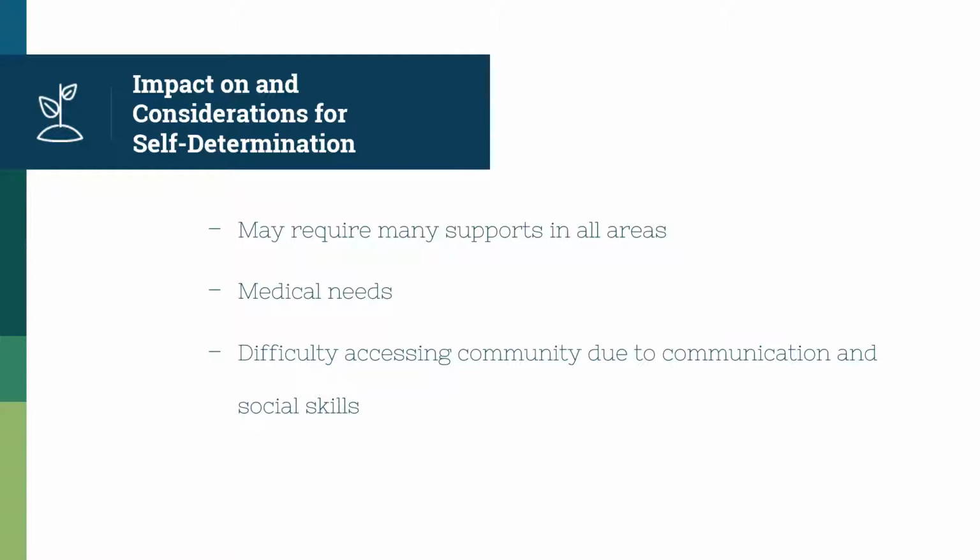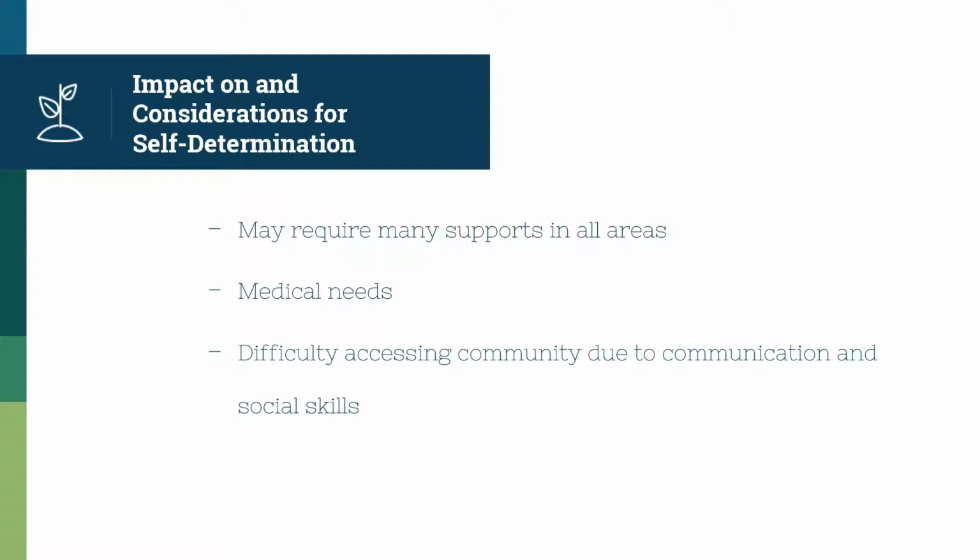There are several impacts on and considerations for self-determination for individuals with Jacobsen syndrome. Many may require supports in all aspects, including education, social, emotional, communication, and functional skills. With many supports needed, this will impact the demonstration of a person's independence. Therefore, individuals may feel that he or she may have fewer opportunities to express preferences and make their own choices.